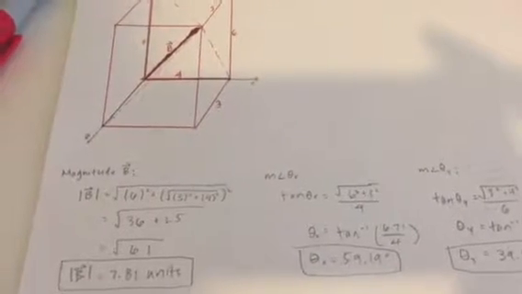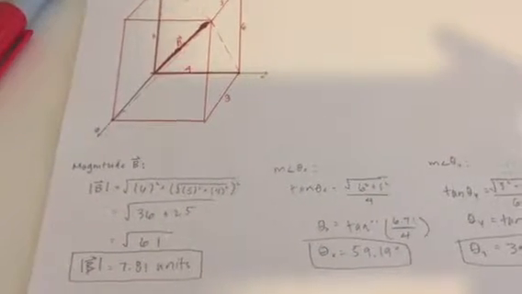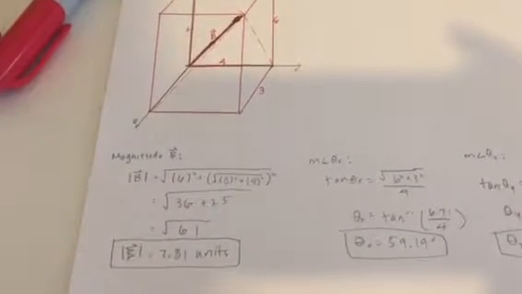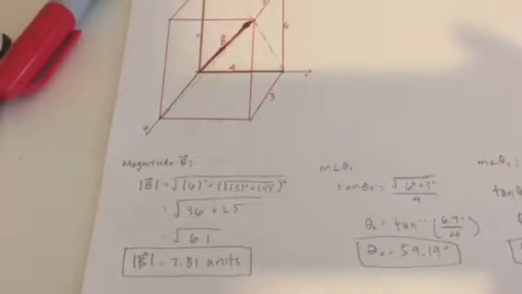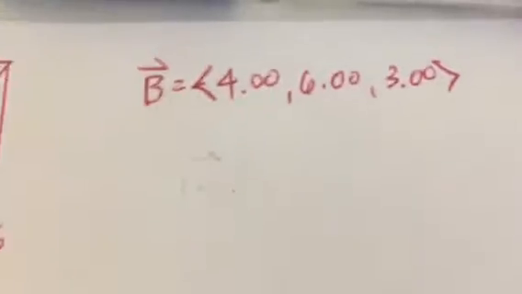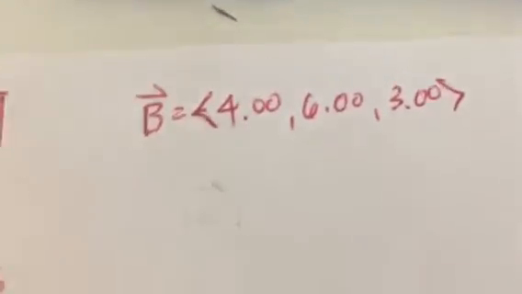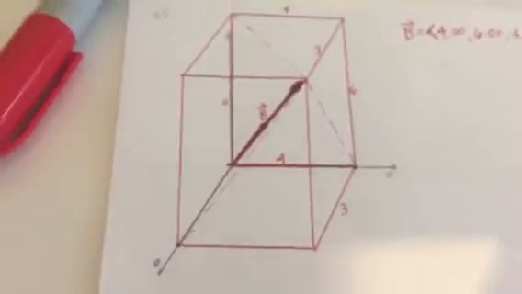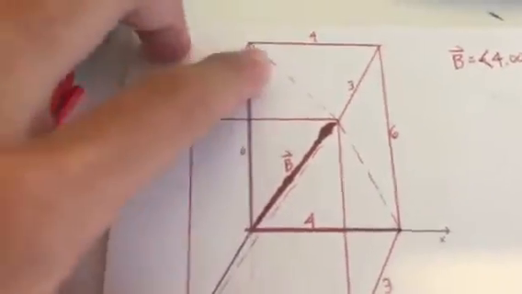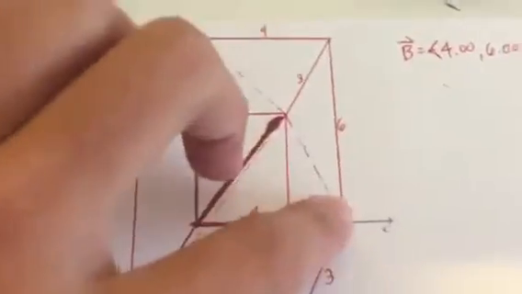And the problem reads, vector B has x, y, and z components of 4, 6, and 3 units, respectively. Calculate the magnitude of vector B and the angles vector B makes with the coordinate axes. Okay, so vector B has components of 4, 6, and 3 units. And we have a diagram drawn out here with vector B coming out that way, and the components of 4, 6, and 3 units.